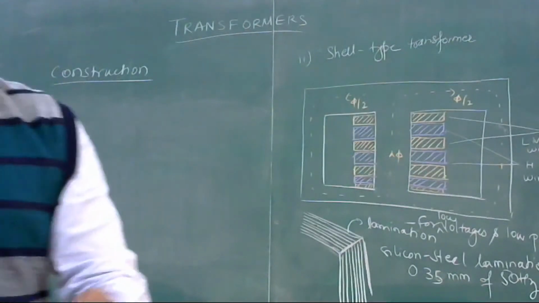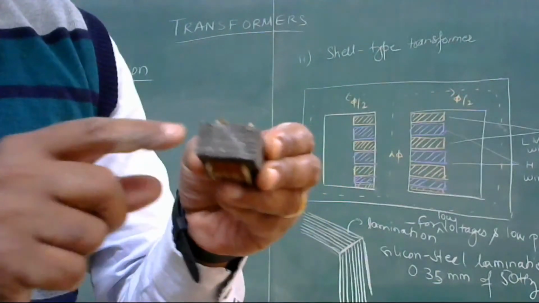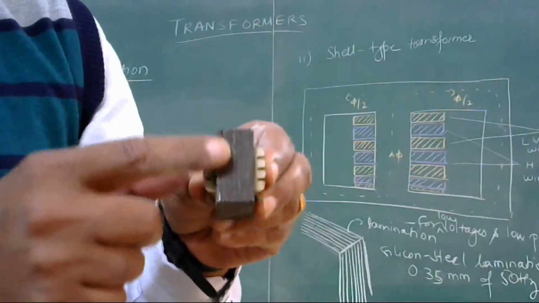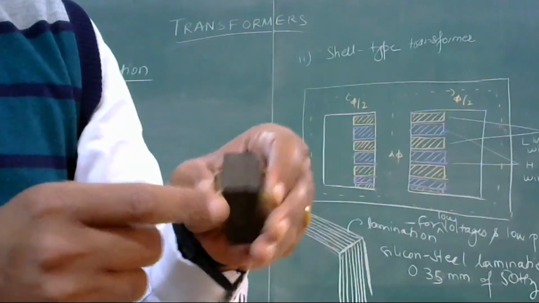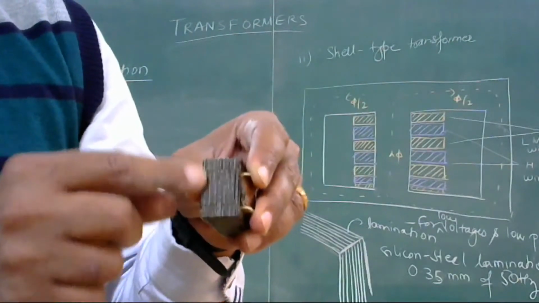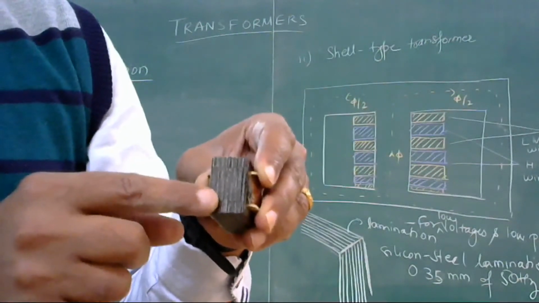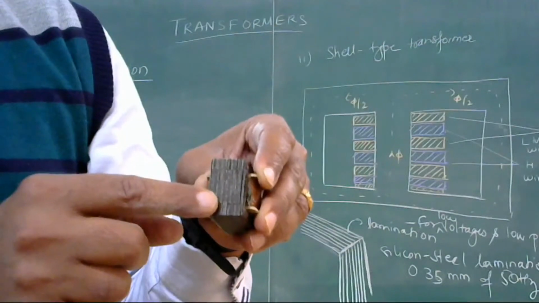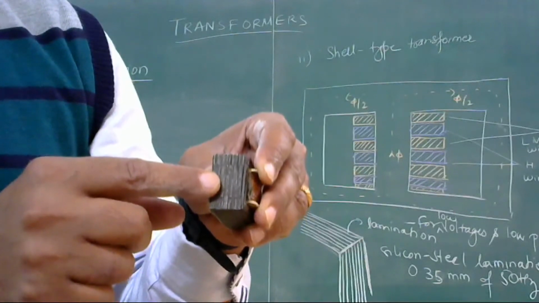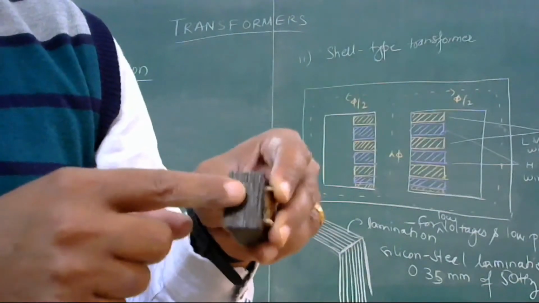If you see, this is the transformer, and you can see the thin laminations. Can you see this? It is not made up of a single core. You can see the small laminations, small lines. So these are the thin laminations.